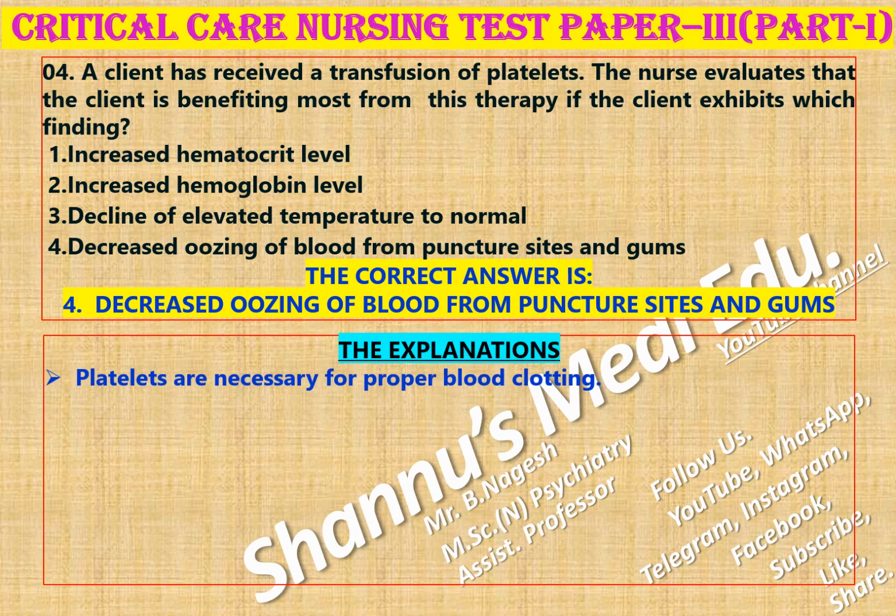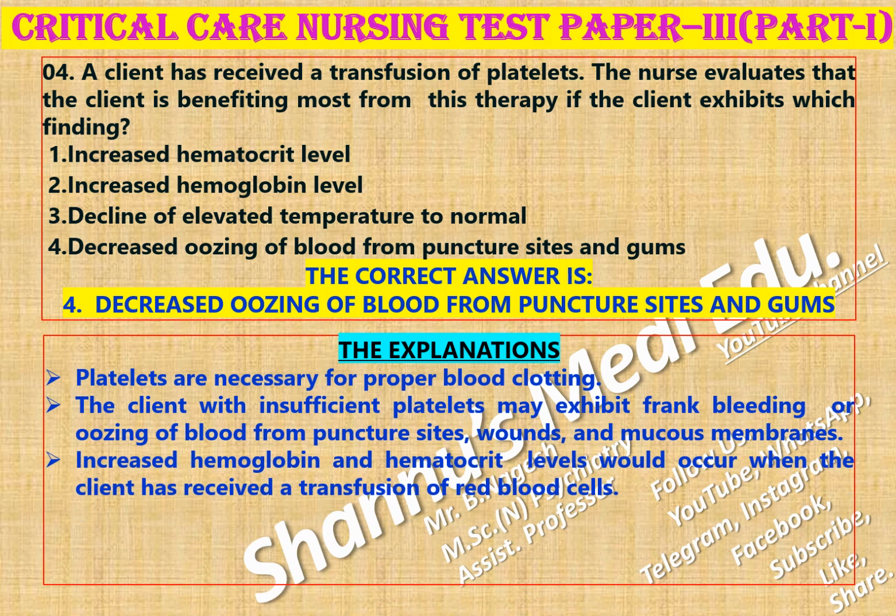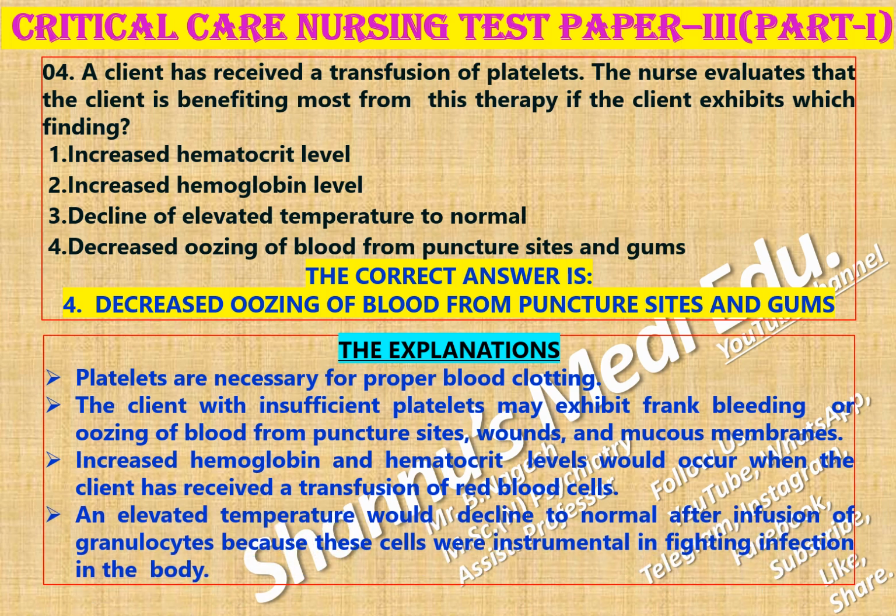The explanation of this question: platelets are necessary for proper blood clotting. A client with insufficient platelets may exhibit frank bleeding or oozing of blood from puncture sites, wounds and mucous membranes. Increased hemoglobin and hematocrit levels would occur when the client has received a transfusion of red blood cells. An elevated temperature would decline to normal after infusion of granulocytes because these cells are instrumental in fighting infection in the body.